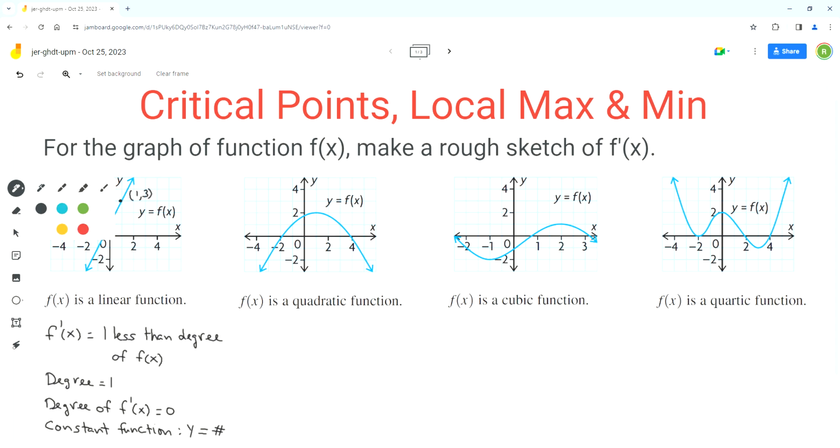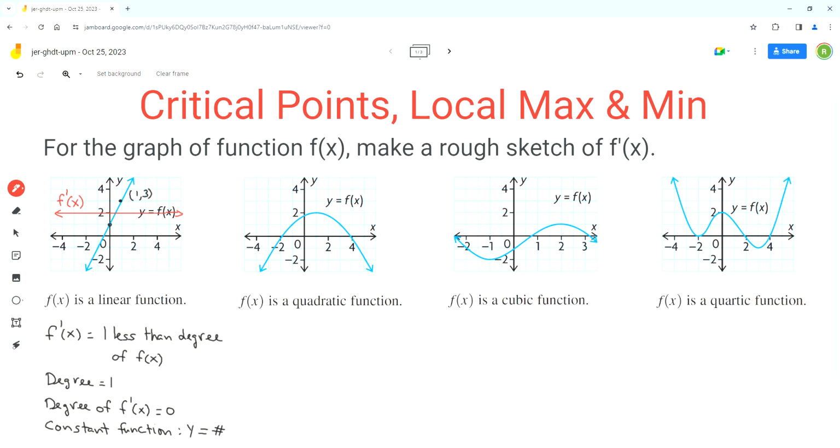So we can draw the sketch of f prime of x as a horizontal line that passes through 2 on the y-axis. This represents the sketch for f prime of x. So we are done with the linear function. Now we can analyze the second function.